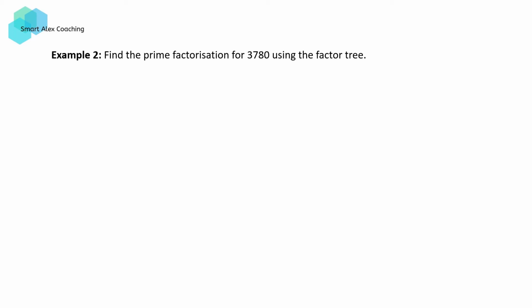In this next example, we're going to be factorizing 3,780. Again, we begin by writing the number on top, and I'm going to break this down into 378 times 10, mainly because I can see that the number 3,780 ends in a 0. Now, 378 is an even number, so I can break this into 2 times 189. 2 is a prime number, so I'm going to circle that.